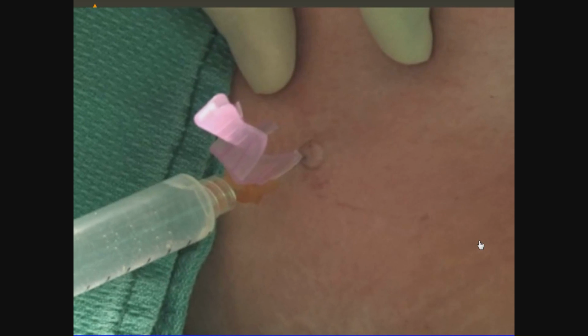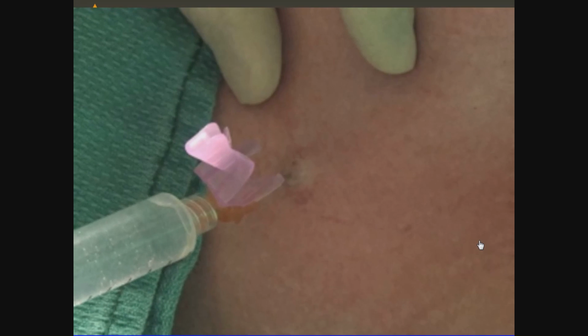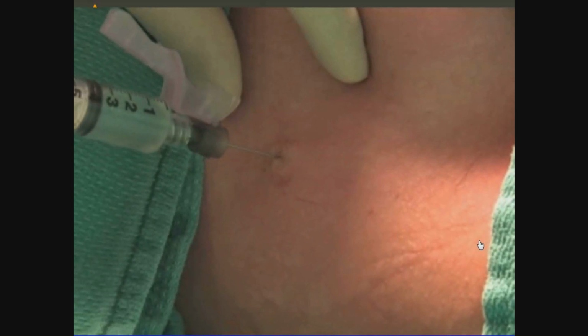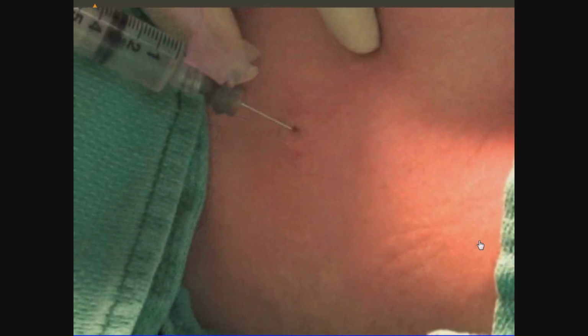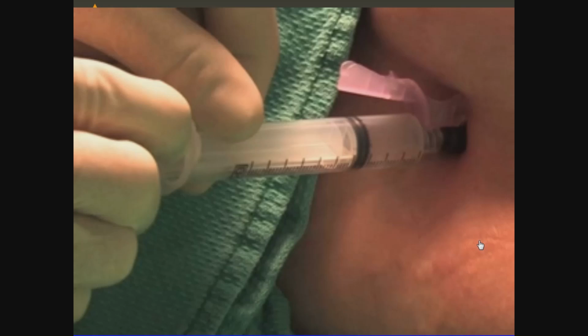Using the smallest gauge needle, create a wheal of anesthetic in the skin overlying the landmark spot. Using the larger needle, anesthetize the subcutaneous skin layers through the wheal, aspirating as the needle moves deeper. Anesthetize the periosteum of the rib that lies below the intercostal space where the tube will be inserted.